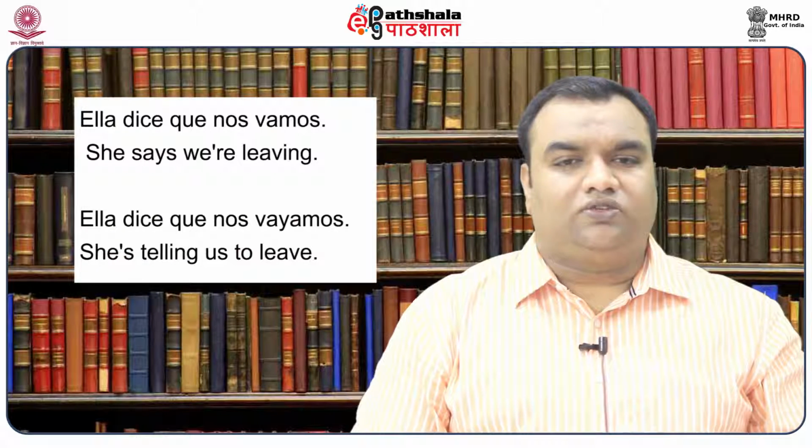Some verbs can either indicate influence and thus take the subjunctive, or indicate reporting and thus take the indicative. Some examples are: ella dice que nos vamos. In English, she says we are leaving. As you can see, here the verb decir is acting to report a fact. That is why we use the indicative in the second half as nos vamos. Let us see another sentence where the subjunctive is used.